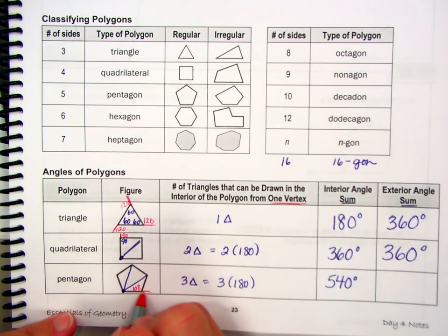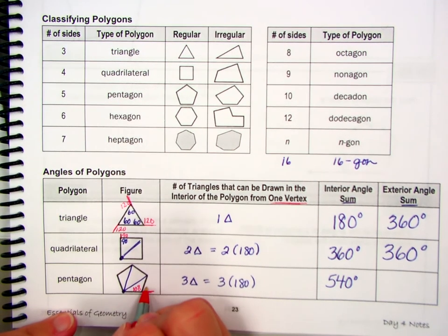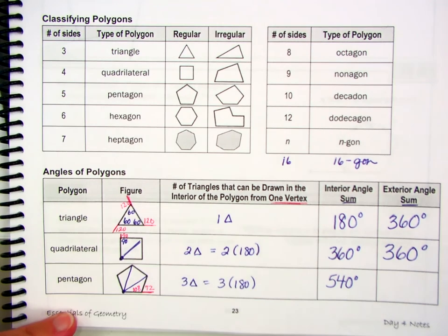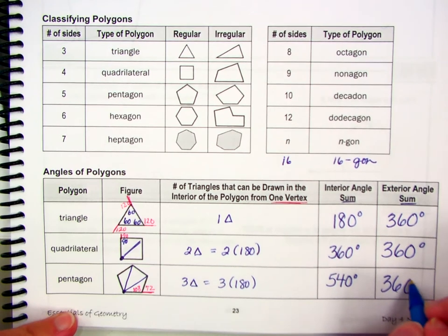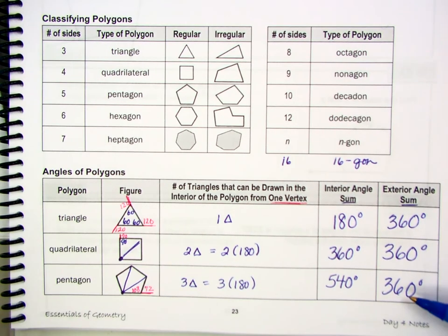If I extend this side for an exterior angle, the supplement is therefore 72. And 72 times 5 of those angles is 360 again. So it looks like the exterior angle sum is always 360. Okay, and we can try that for the hexagon, heptagon, and so on and so forth.